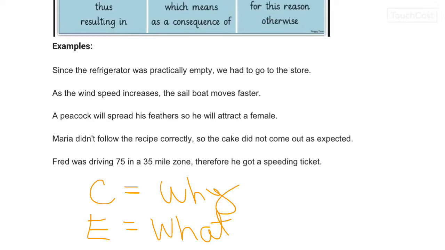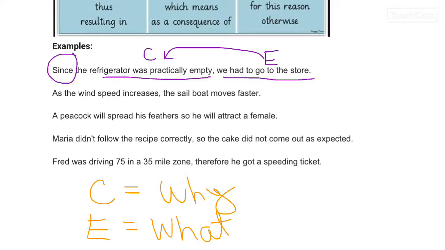So number one. Since the refrigerator was practically empty, we had to go to the store. So I start by asking myself, what happened? Well, we had to go to the store. Why did we have to go to the store? The refrigerator was empty. So that's a cause and effect relationship. And a key word for me was the word since. That was the key word to tell me that a cause and effect relationship was happening. We can't switch it around. We can't say what happened, the refrigerator was empty because we had to go to the store. Even if you said that to yourself, you'd be thinking that doesn't make any sense.